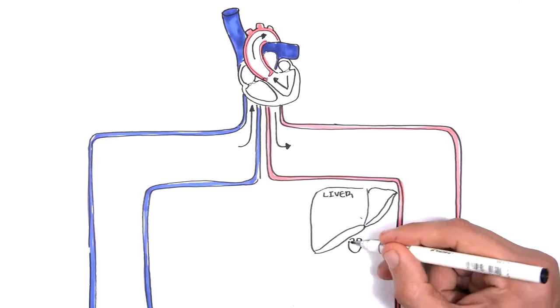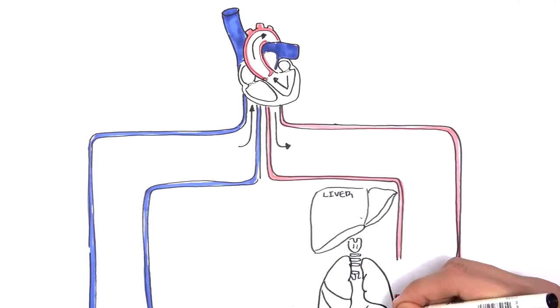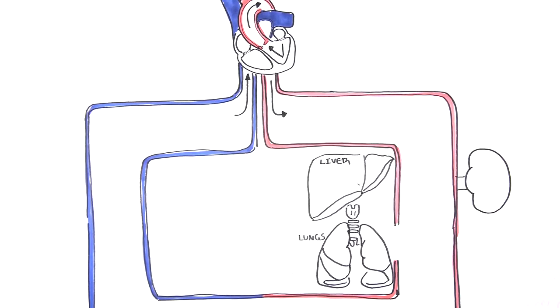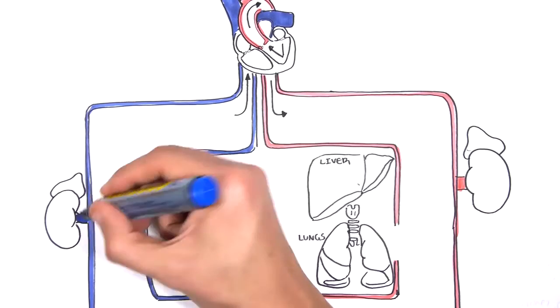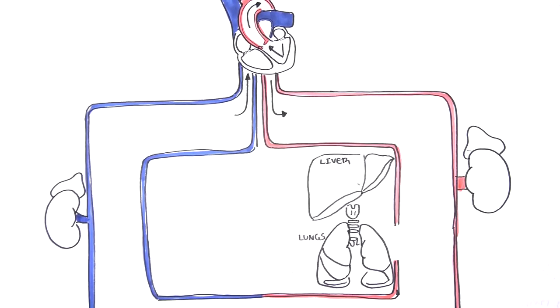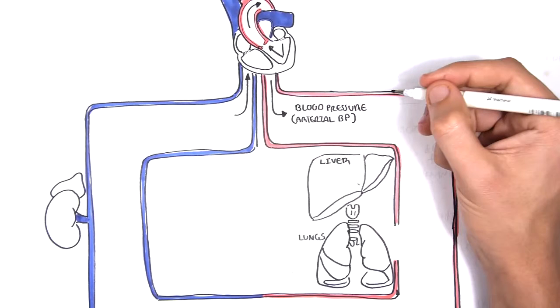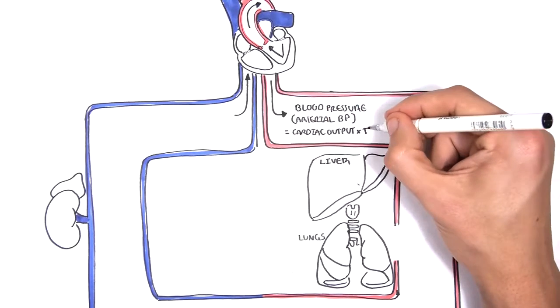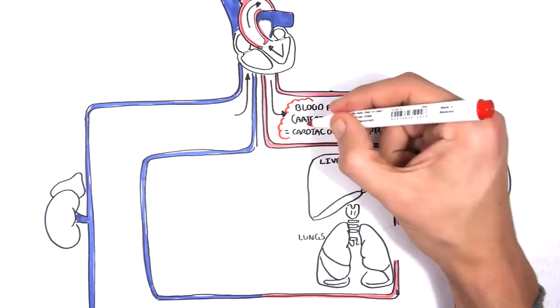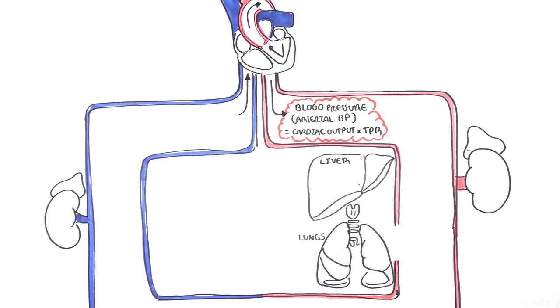Other organs that play a role in regulating blood pressure include the liver, lungs, kidneys, and the endocrine organ above the kidneys called the adrenal glands. When we talk about blood pressure, we are really talking about the arterial blood pressure, so the mean arterial pressure. This mean arterial pressure can be calculated by cardiac output multiplied by the total peripheral resistance, TPR. And TPR is the resistance of the vessels, of the artery in this case.